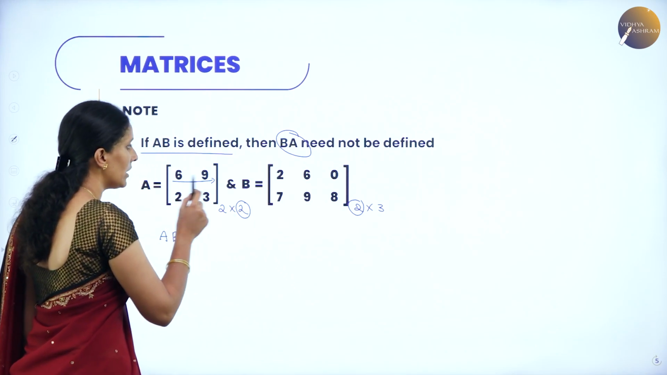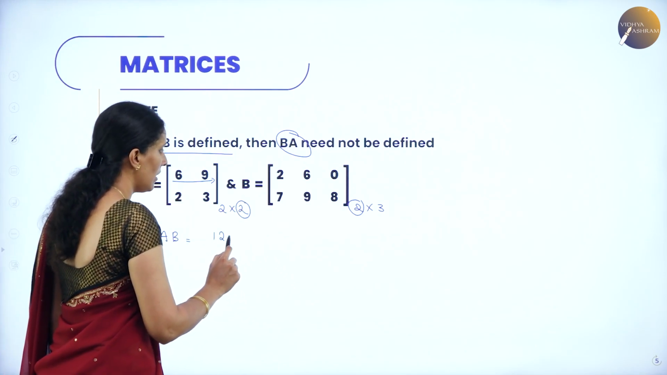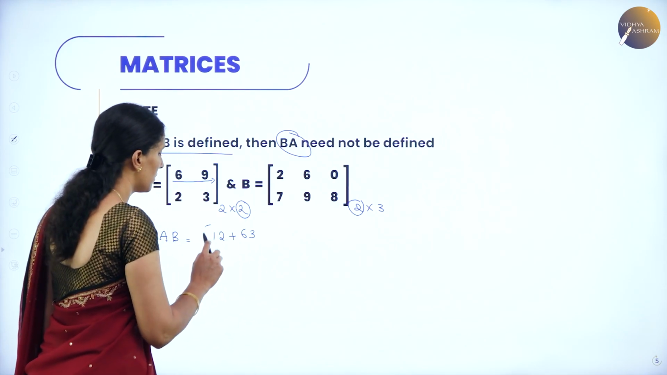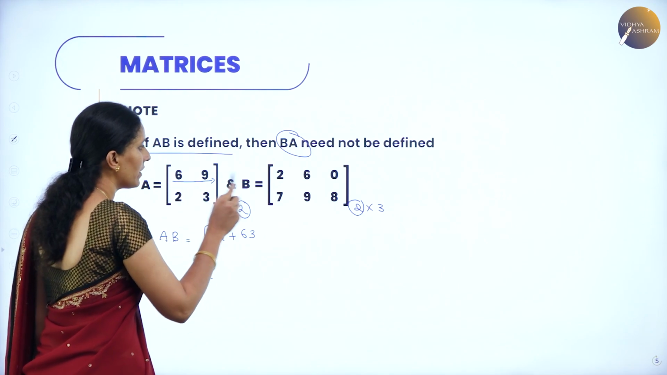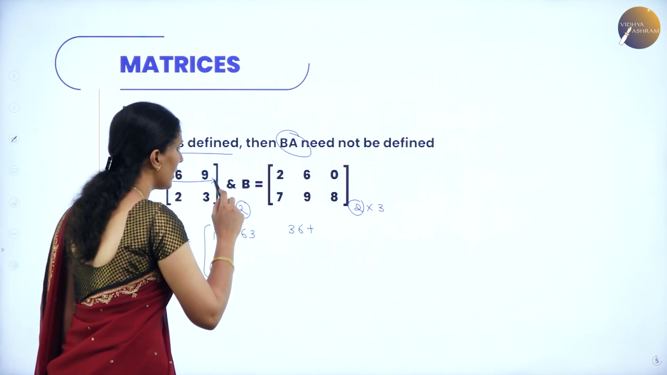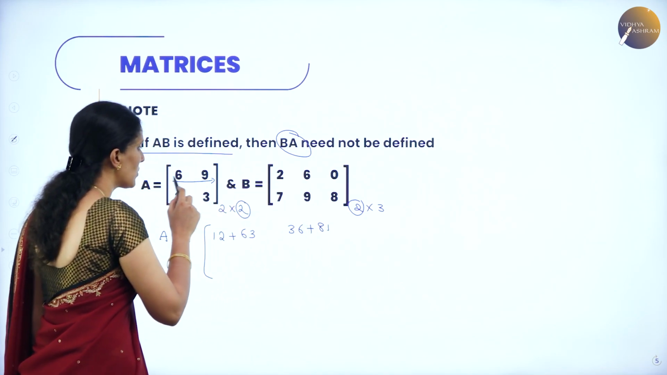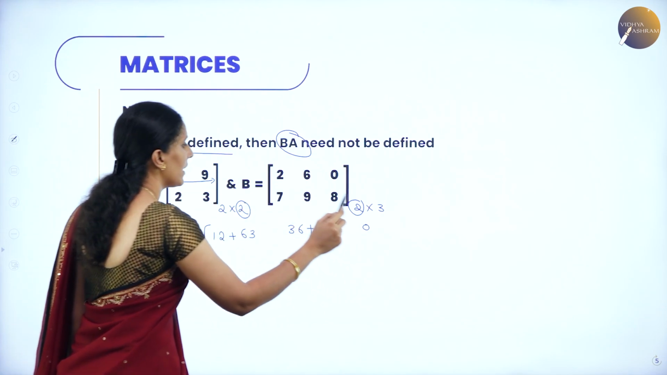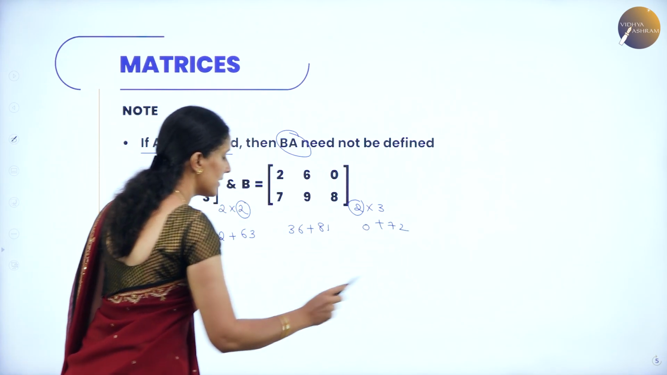So therefore here 6 2s are 12 plus 9 7s are 63. So next we have to take first row into second column. 6 6s are 36, 9 9s are 81. Next first row with last column. 6 0s are 0, 9 8s are 72. So this is done now.